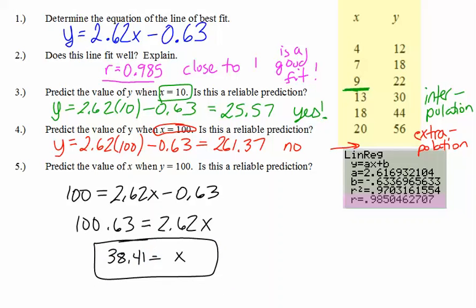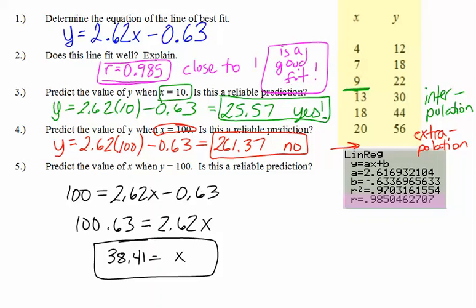Now make sure you would circle or box all of your answers. So I'm going to circle or box all of my answers on this page, making sure it's really clear. Let's circle that one too. It is a good fit because it's close to 1. And of course we have our original equation. I'll just star that.